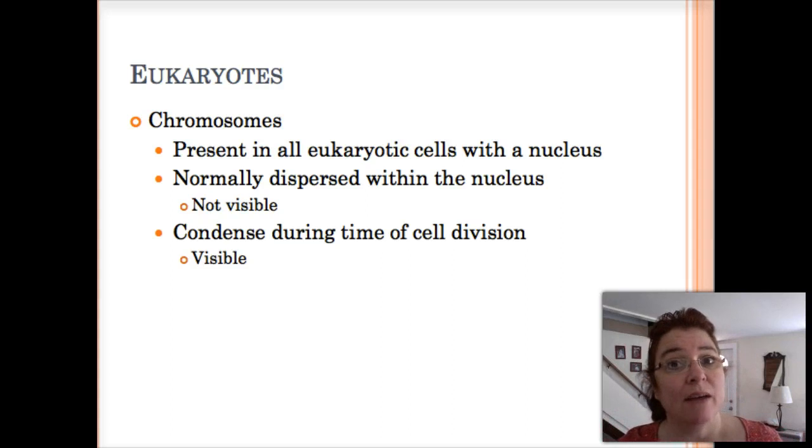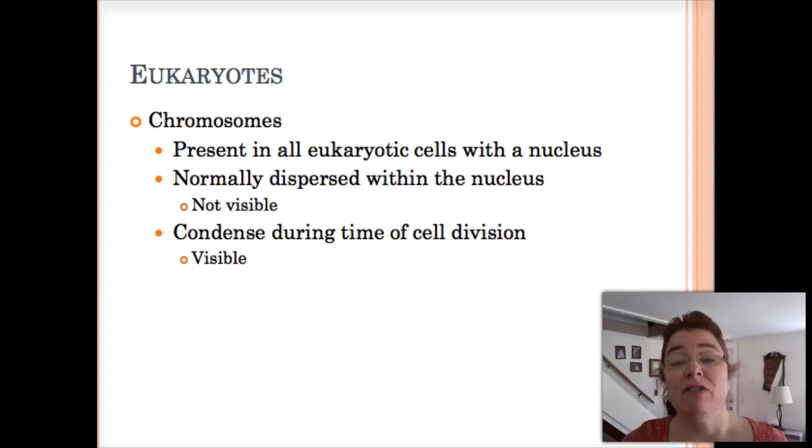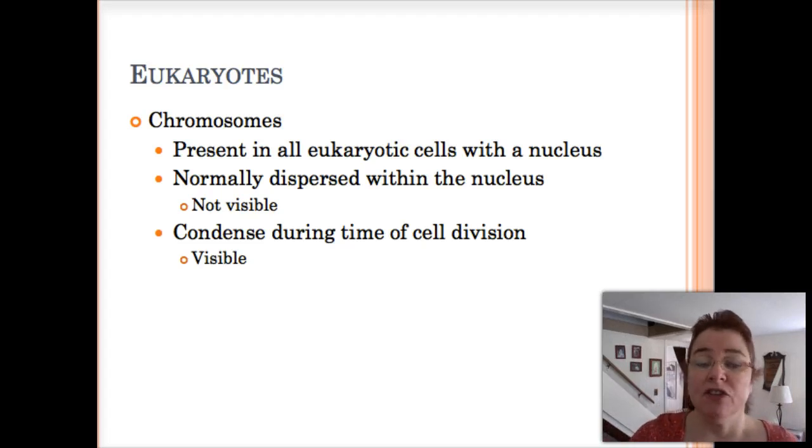There is one time, though, in a cell's life when chromosomes become visible underneath a light microscope, and that's during the time of cell division. The chromosomes undergo a process where they condense. They get shorter and they get fatter, and they become visible underneath the light microscope.